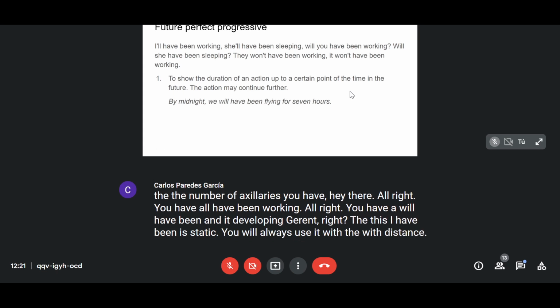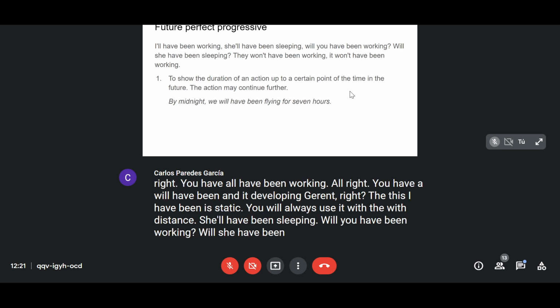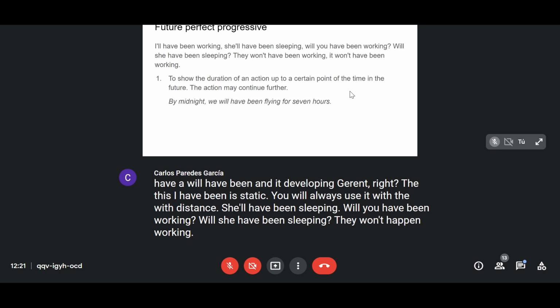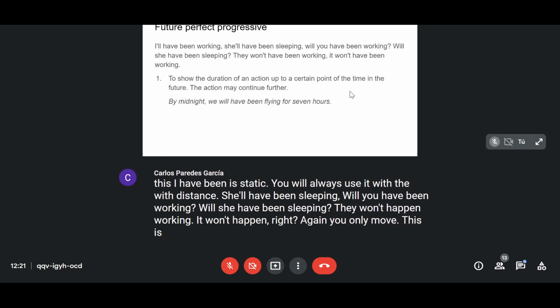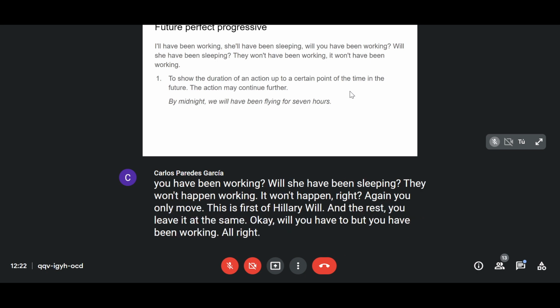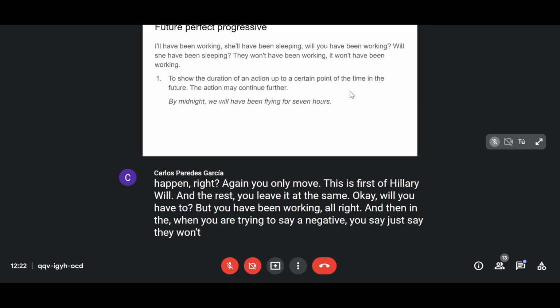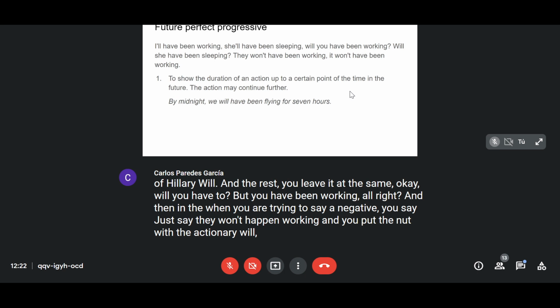She'll have been sleeping. Will you have been working? Will she have been sleeping? They won't have been working. It won't have been working. Right? Again, you only move this first auxiliary, will, and the rest you leave the same. Okay? Will you have been working? All right? And then when you are trying to say a negative, you just say they won't have been working, and you put the not with the auxiliary will, right?